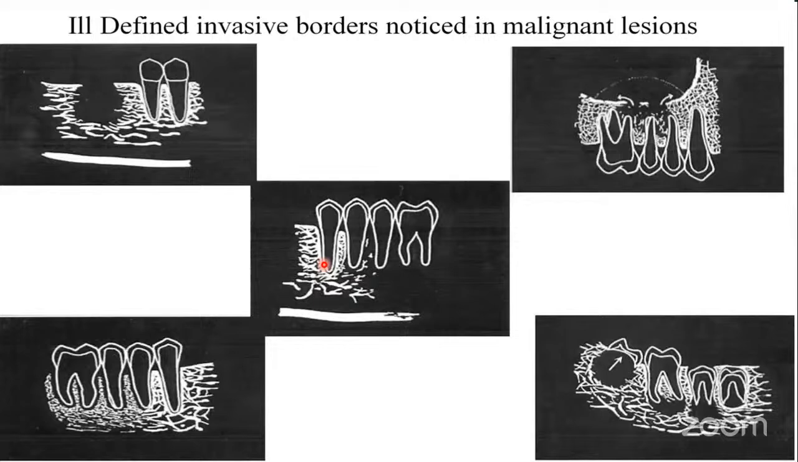In case of malignant lesions, there is going to be presence of ill-defined invasive borders. So there's going to be more destruction of the adjacent structures. So it's going to have invasive borders, and there's also going to be finger-like projections, as in your cancer cells will creep into the other vital structures, and it is going to damage that also.